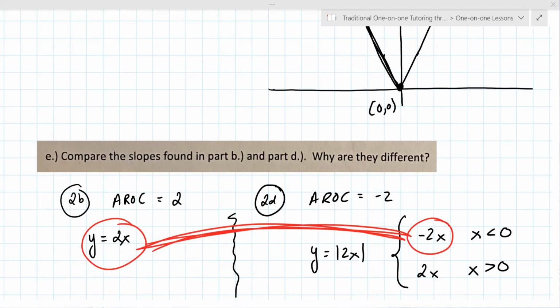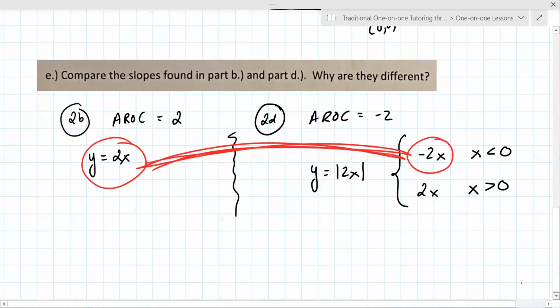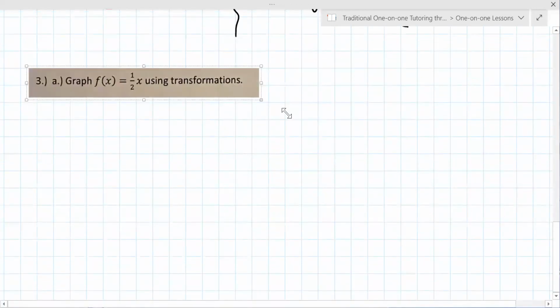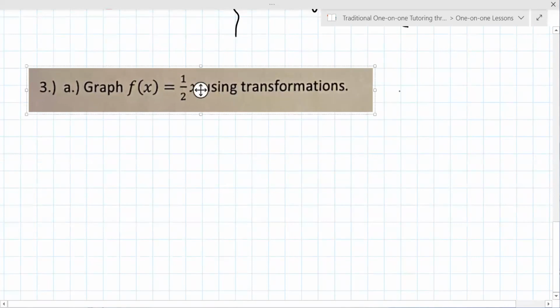Okay, so we're going on to number 3. Yep, we can move on to 3 now. So 3A, we're going to graph using transformations. Okay, so the parent function here is y equals x.